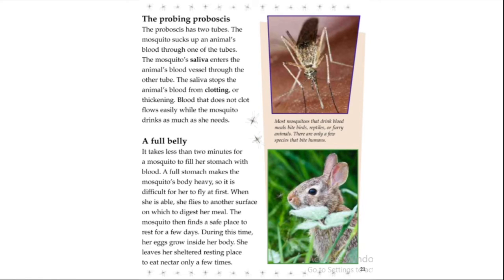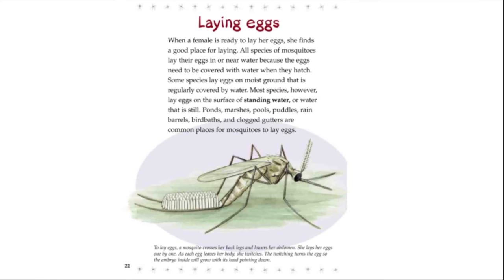A full belly. It takes less than 2 minutes for a mosquito to fill her stomach with blood. A full stomach makes the mosquito's body heavy, so it is difficult for her to fly at first. When she is able, she flies to another surface on which to digest her meal. The mosquito then finds a safe place to rest for a few days. During this time, her eggs grow inside her body. She leaves her sheltered resting place to eat nectar only a few times.